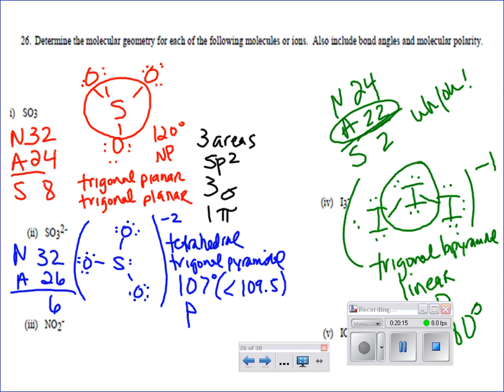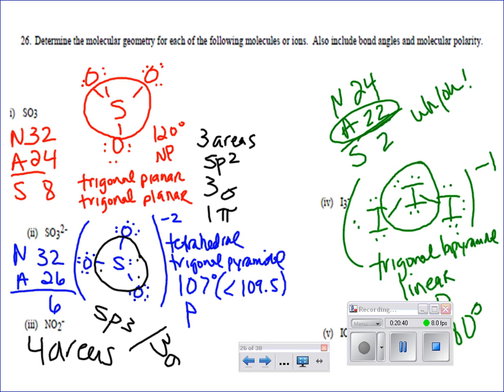Okay, this guy. SO3 minus 2, our sulfate. No, sulfite, excuse me. There's 1, 2, 3, 4 areas. 4 areas. So it's Sp3. And then go ahead and tell me how many sigmas and pi's. Any pi's? Nope, no pi's.